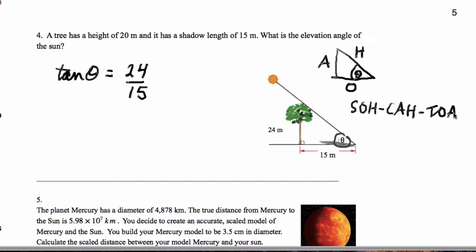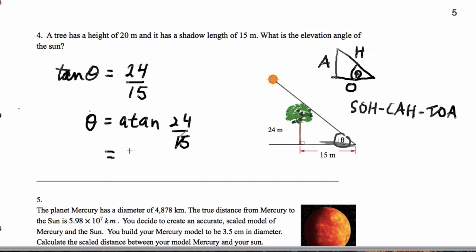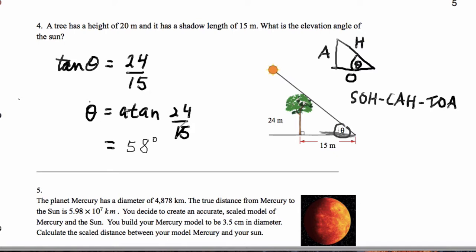That being said, you're a little new to it, so I'm not going to be asking you at the level of detail that you would do in a geometry class. Now, to get theta, what I'm going to do is take the inverse tangent, or the arctangent, of 24 over 15. And when I go ahead and do that, what I'll end up getting is about 58 degrees. All right.